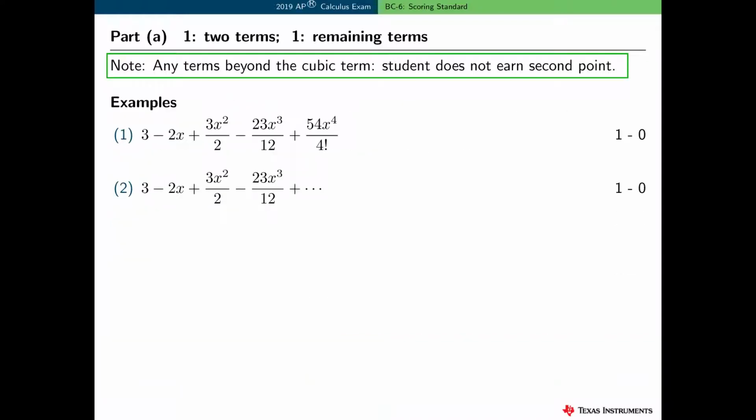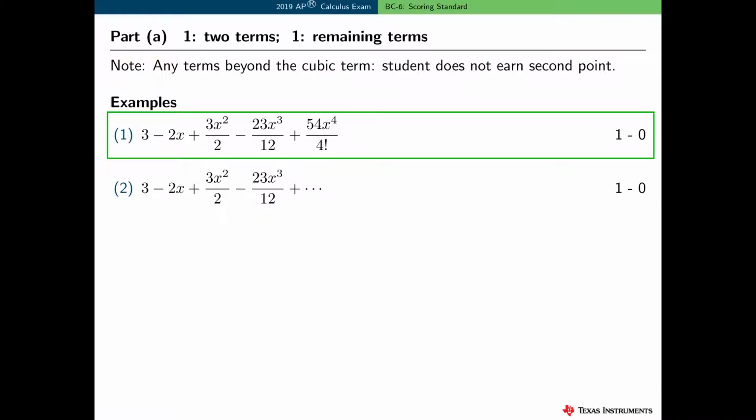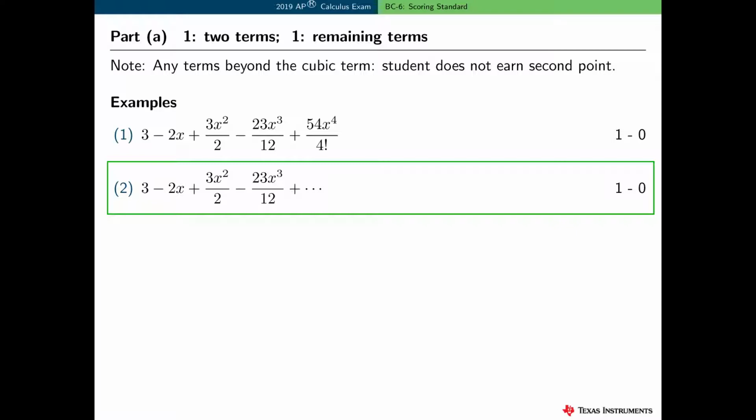Note that in Part A, if the student presents any terms beyond the cubic term, they do not earn the second point. And here are some examples. In example 1, the student has presented an extra term involving x to the 4th. They do have 2 correct terms, so they earn the first point, but not the second. In example 2, there are 2 correct terms, but the 3 dots indicate additional terms, in fact, infinitely many additional terms. So this also earns the first point, but not the second.